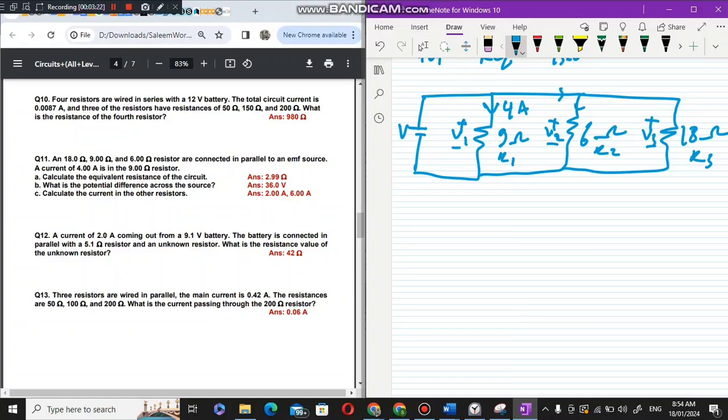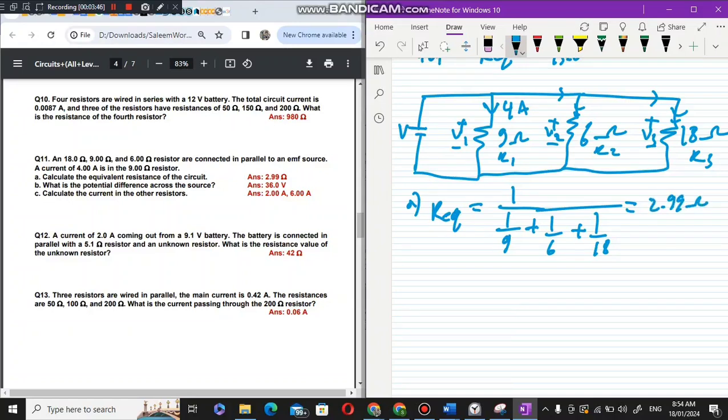Because the first encounter of current is this way, so it would be plus. Anyway, so we're saying calculate the equivalent resistance of the circuit. So we say that R equivalent is equal to 1 over (1/9 plus 1/6 plus 1/18), which is equal to 2.99 ohms.